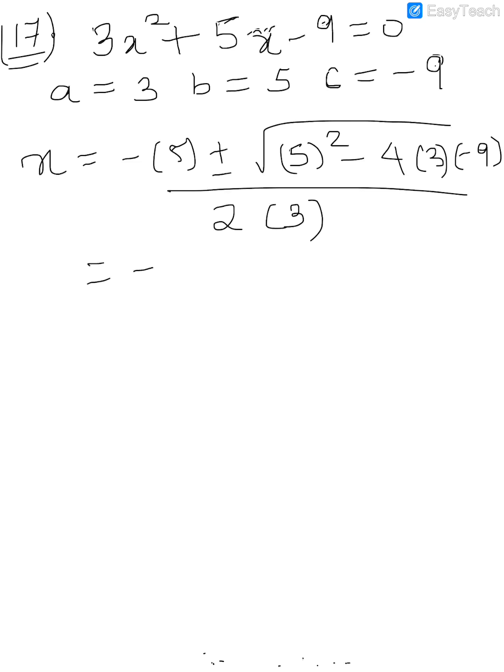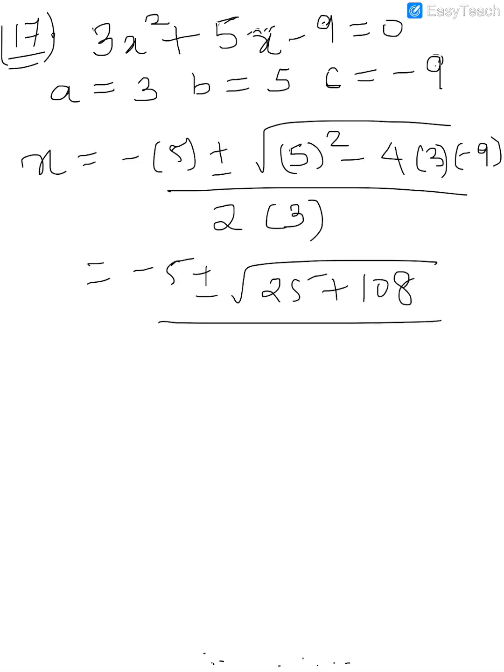I get it as minus 5 plus or minus root of 25, 4 3s are 12 and 12 9s are 108, where I add, it will become a plus sign because minus and minus is plus, so I get plus 108 upon 6. I get it as minus 5 plus or minus root 133 upon 6.